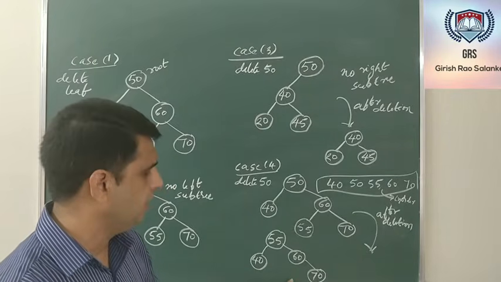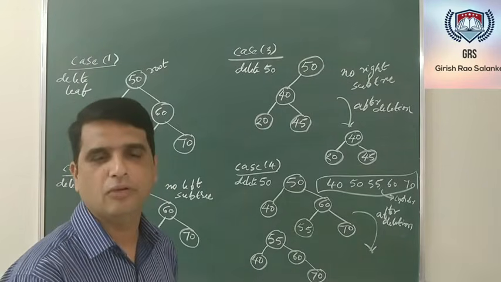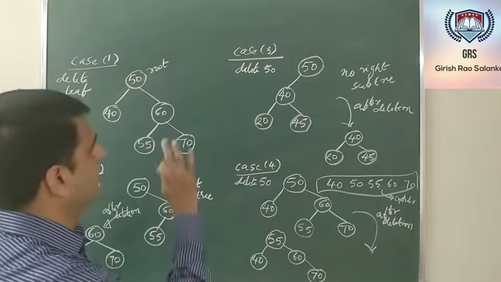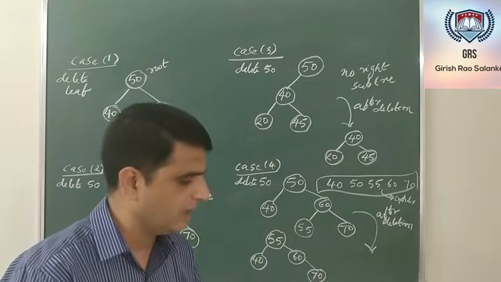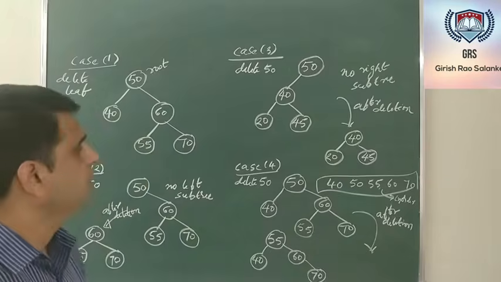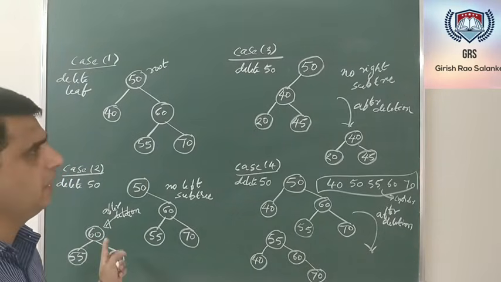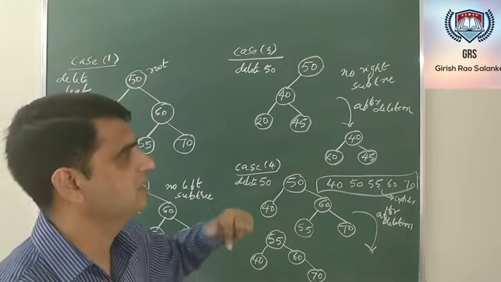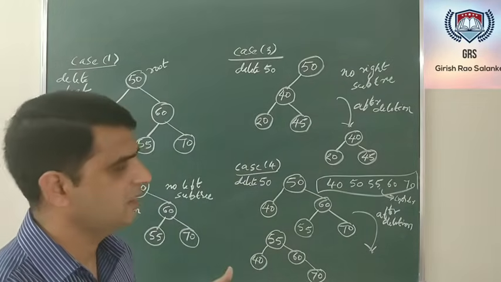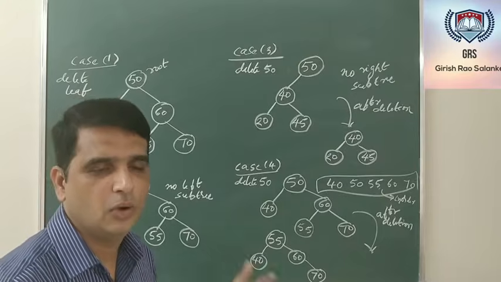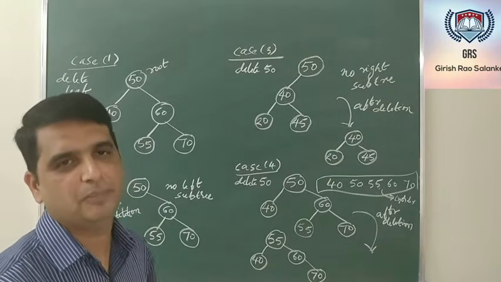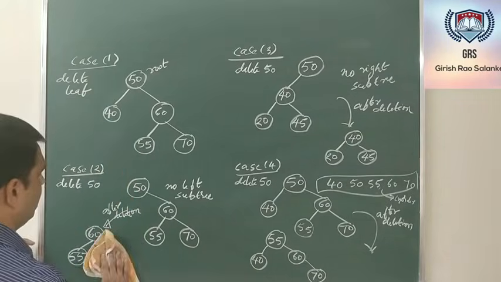This 55 will become a leaf node. Deleting a leaf node will be quite easy. So note that you need to take care of these 4 cases. Case 1, if you are deleting a leaf node. If you are deleting a node which does not have a left subtree. If you are deleting a node which does not have a right subtree. And the last case, if the node to be deleted has both the left subtree and the right subtree.